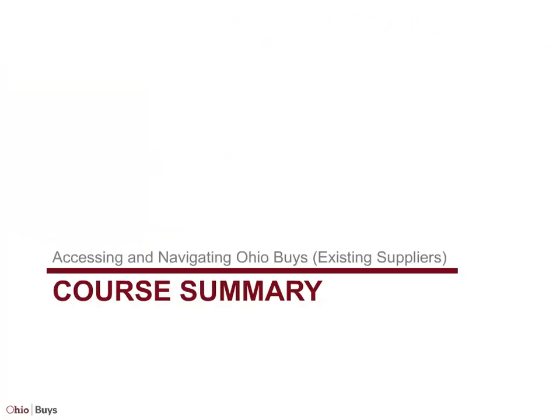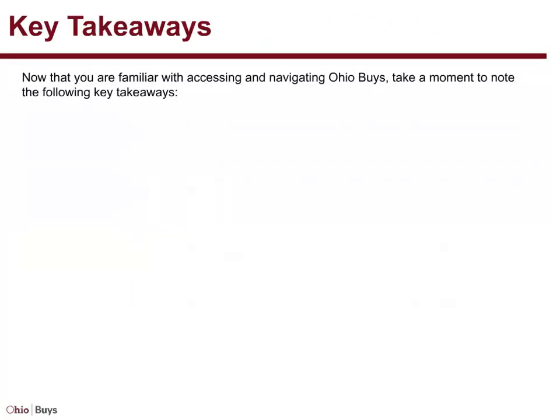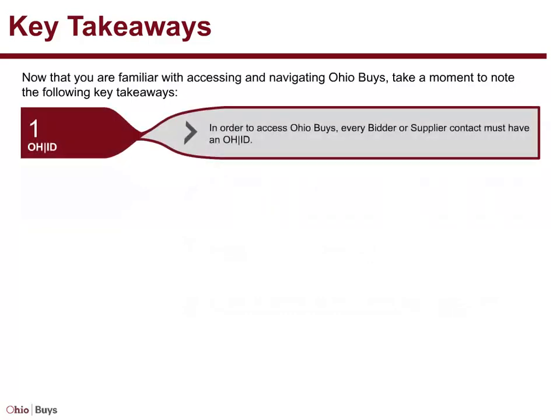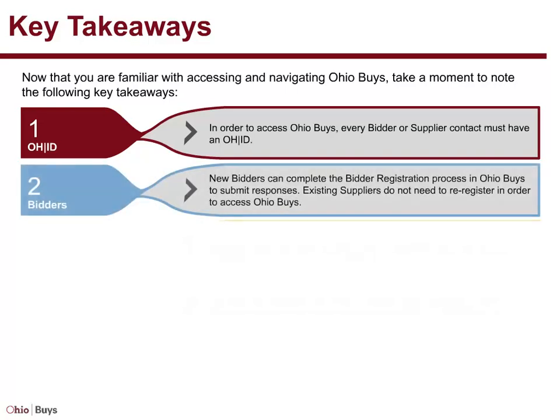Course Summary. Now that you are familiar with accessing and navigating Ohio Buys, take a moment to note the following key takeaways. In order to access Ohio Buys, every bidder or supplier contact must have an OHID. New bidders can complete the bidder registration process in Ohio Buys to submit responses. Existing suppliers do not need to re-register in order to access Ohio Buys.